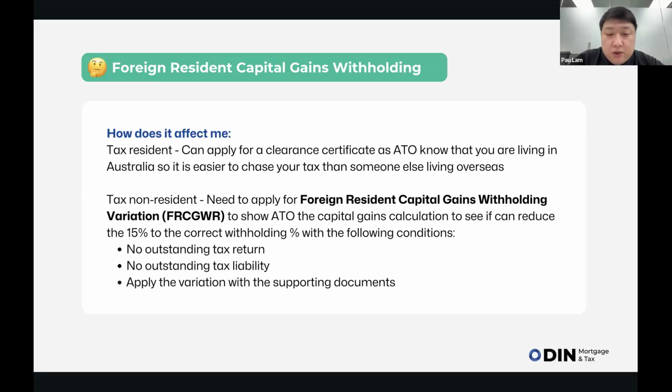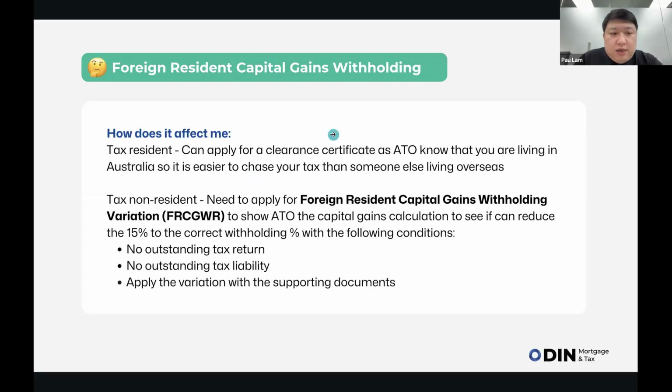If you're up to date, you're not owing anything, they would issue the clearance certificate. And you can give this to your solicitor. They will know, all right, you are not required to withhold a 15% tax at the settlement. You can take 100% of the proceeds in your pocket at the settlement date.